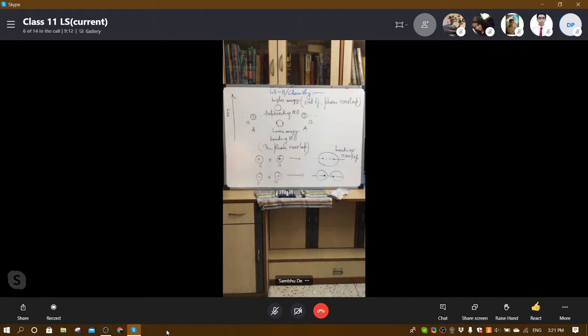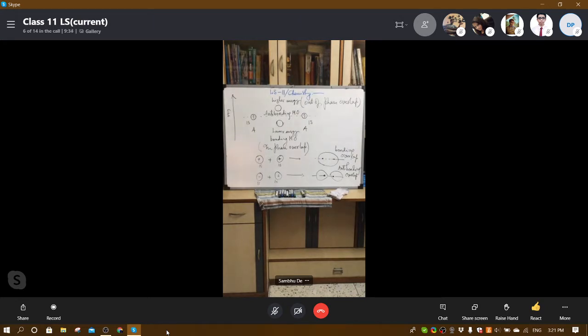It will give rise to molecular orbitals, right? So that is what all these diagrams are there in your book. I don't want to waste time.